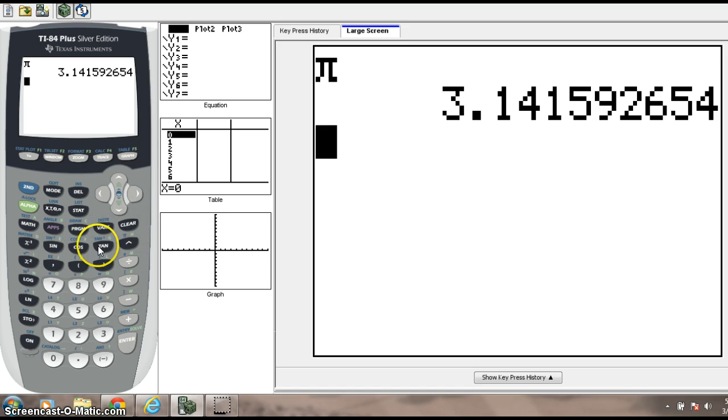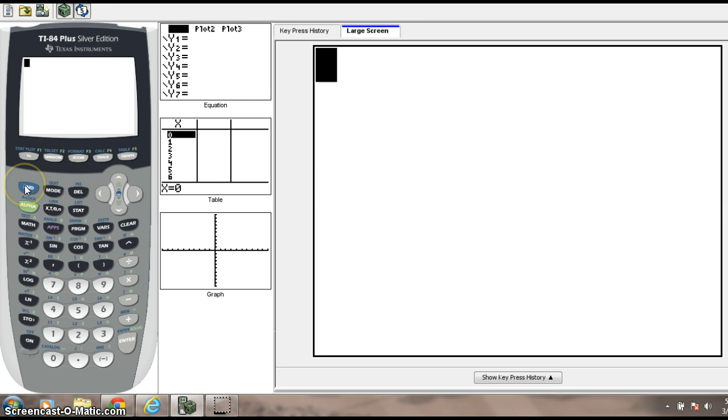Okay, all these other buttons we're not really going to be using that much, and I'll show you these buttons as we go along throughout the trimester. But this is a really good start, and I think that you will really enjoy using this calculator.